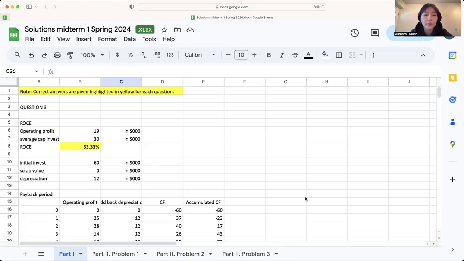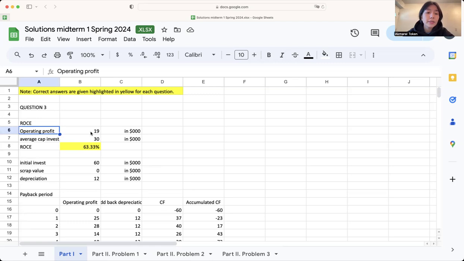So for part 1, we're going to start with question 3. And for this question, you have to find the return on capital employed and the payback period. As you know, for return on capital employed, there are two formulas. First one is given as average operating profit divided by initial investment, and the second one is given as average operating profit divided by average capital investment. For this particular question, it was given that you have to take the average capital investment.